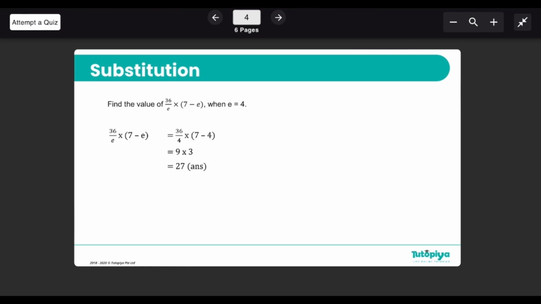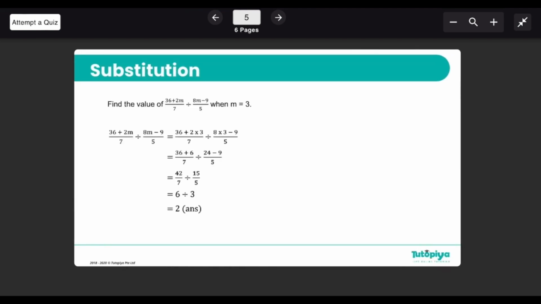Even for this, so 36 over e times 7 minus e. So 36 over 4 into 7 minus 4. Remember, BODMAS plays a big part here. You have to go in order of the expression. So we are dividing, that gives us 9. We're subtracting because brackets come in order first. So that's 3, and then 9 into 7 is 27. So like that, you have to follow the steps very carefully.